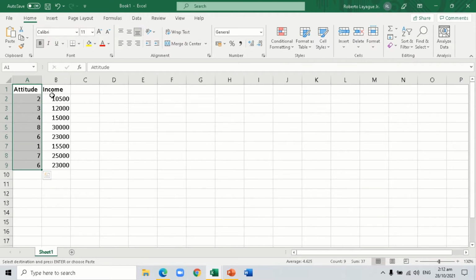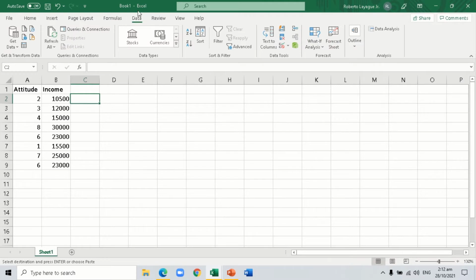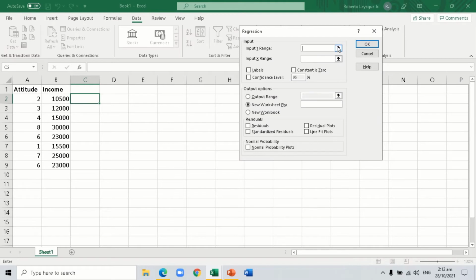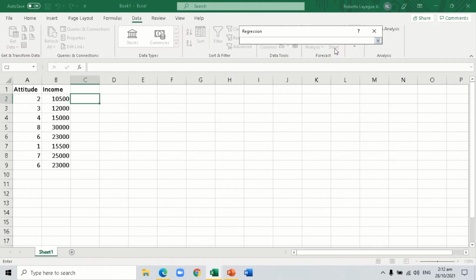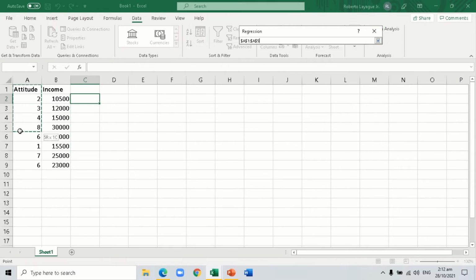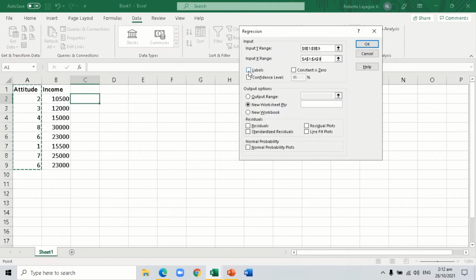However, it's very easy if we're using Data Analysis in Excel. When you click Data in the Data ribbon, click Data Analysis, and then go to Regression. There are two things that you need to choose. The Y range would be your dependent, which is the income. And then we have our independent, which is our X value, which is the attitude. There's a scale on it. And then click Labels.